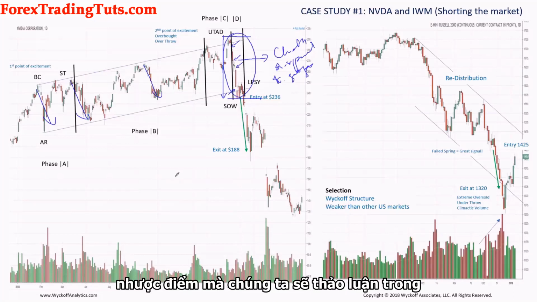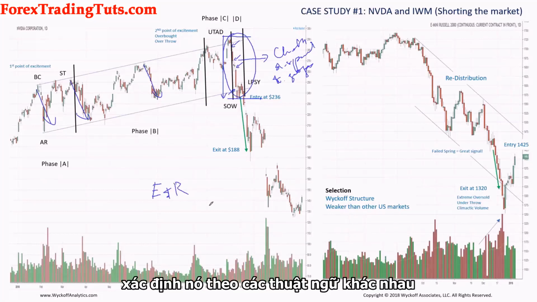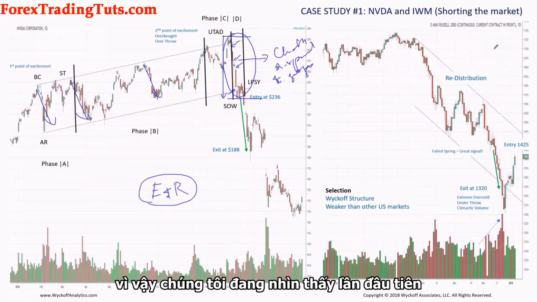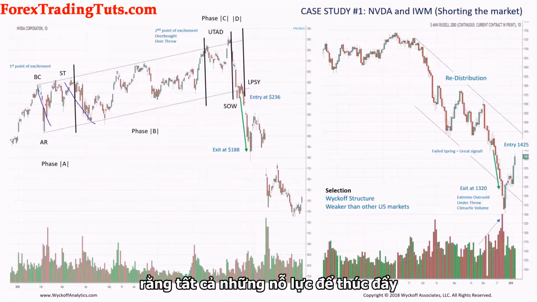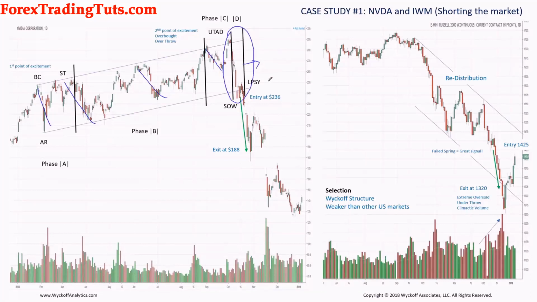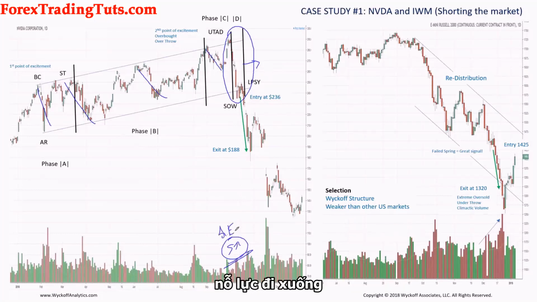We will be discussing in the second portion of the course the relationship between volume and price, or as we would identify it in different terms, the relationship between effort and the result. So we're seeing for the first time that all of the attempts to push the price down in the trading range were unsuccessful. And for the first time, not only has the distance of the reaction increased and the character with which it moves, but we are also seeing the increase of the supply signature, or rather the increase of the downward effort, and it's been synchronized with the downward result.